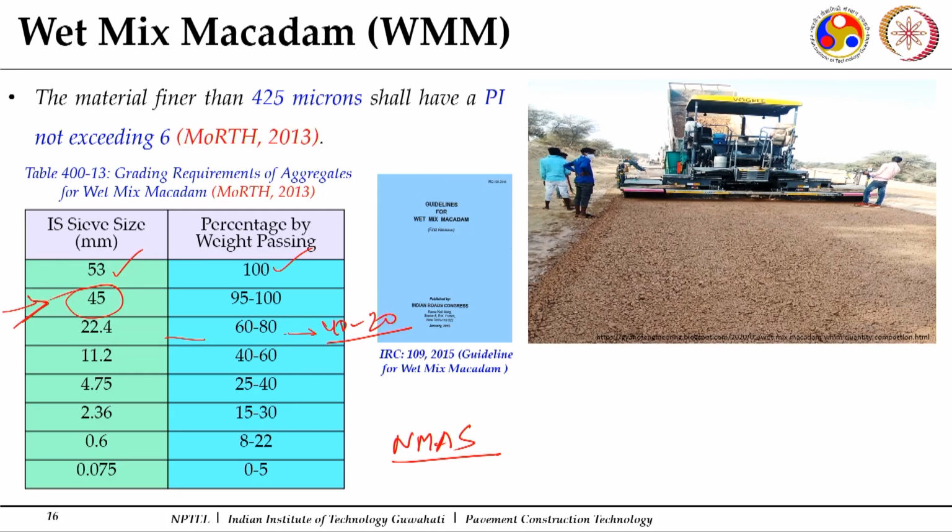So, these are the gradations which are available. IRC 109 specifies how the practice has to be done using wet mix macadam. And again here it is specified that the material finer than 425 micron in this particular gradation shall not have a PI value greater than 6. So, these are some of the general considerations of the materials to be used in your granular courses.